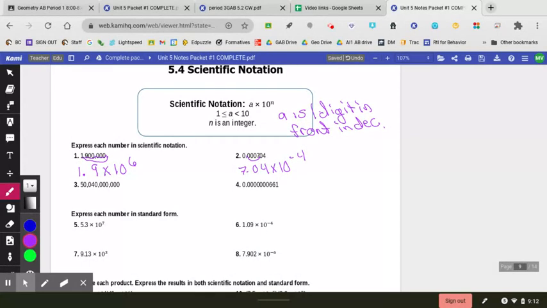The negative exponent means that it's a small number, or that I moved right. A positive exponent means that it's a large number, and I moved it left. If I make the number smaller, my exponent gets bigger. If I make the number bigger, my exponent gets smaller. So I want you to pause and answer 3 and 4.